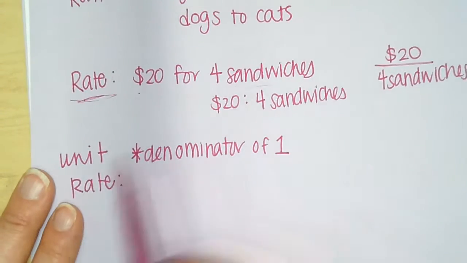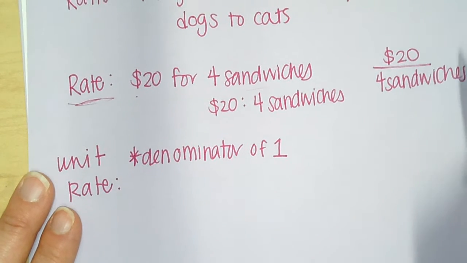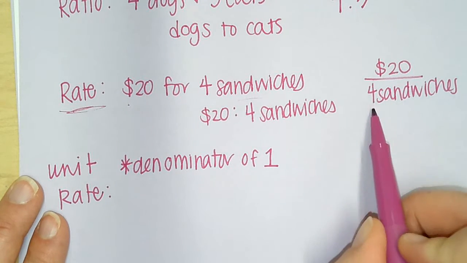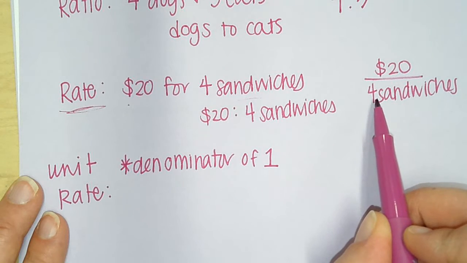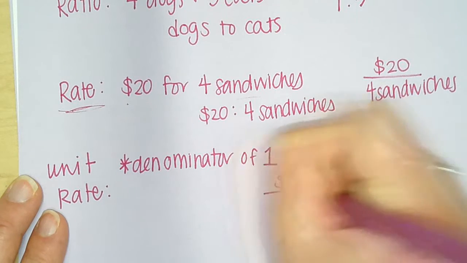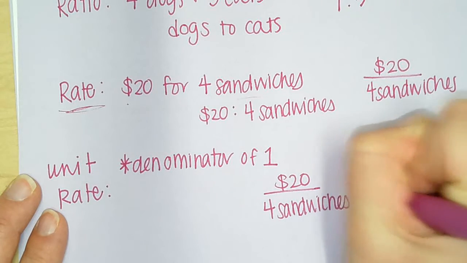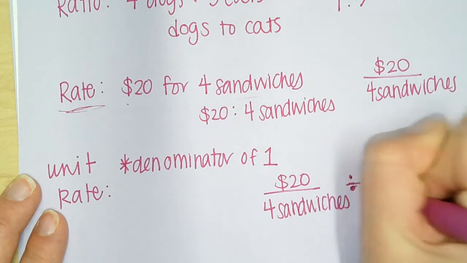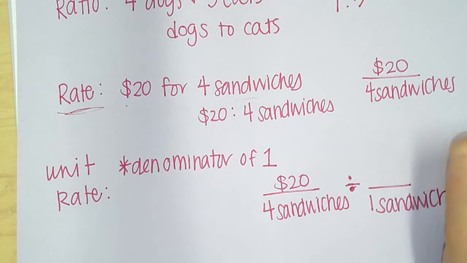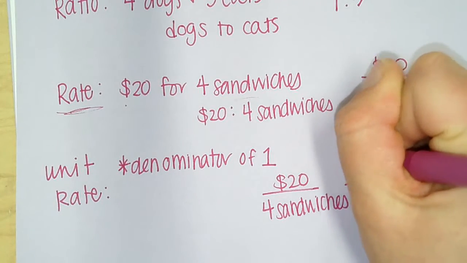Then we move to our unit rate, and our unit rate has a denominator of 1. So if we take this rate, we want to find out what 1 sandwich would be. Okay, so to get from $20 per 4 sandwiches, and we want to get 1 in our denominator, we want to know, 1 sandwich, that's our goal. To get 1 sandwich, we would divide by 4 and 4.